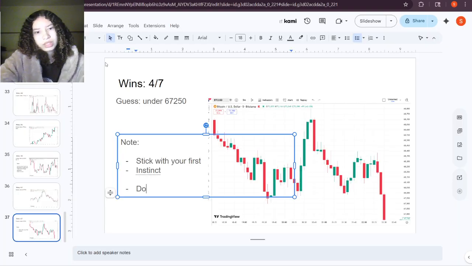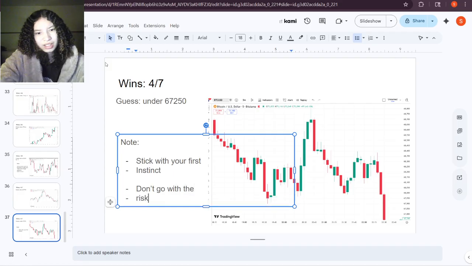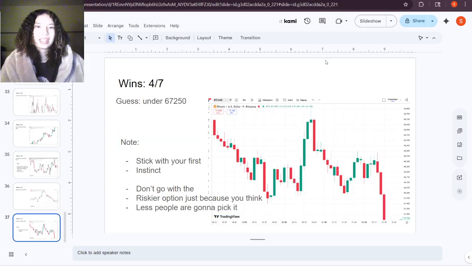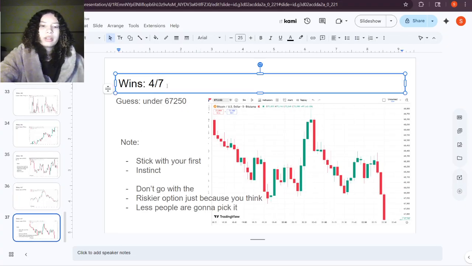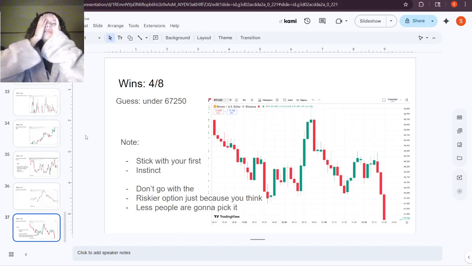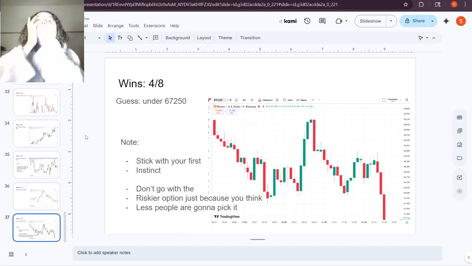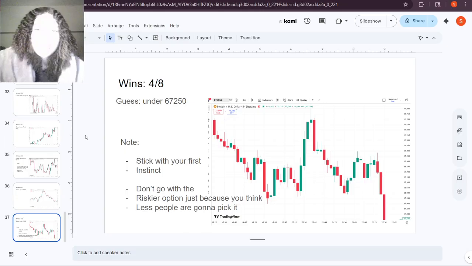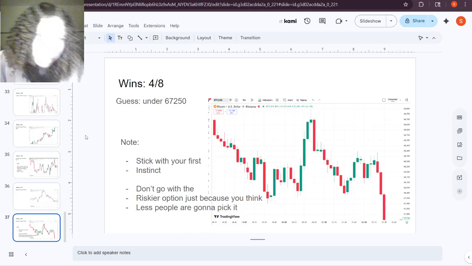Don't go with the riskier option just because you think fewer people are going to pick it. There's a reason fewer people are picking it. So, we take another L. However, we are learning in the process, and we are back to exactly halfway odds. This is exactly why I've been stuck at break even.